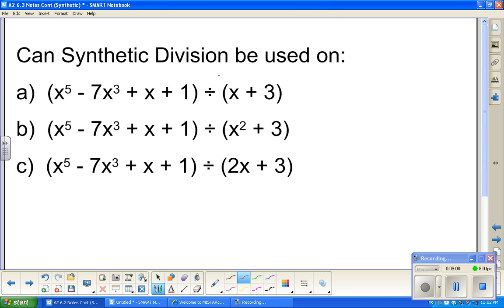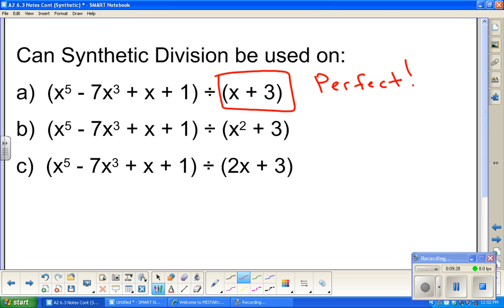A is the perfect situation for synthetic division. We're dividing by a binomial. It's linear because there are no exponents. The coefficient is 1 on the x. So this is perfect for synthetic. This is what we want. Okay, that's the best case scenario.